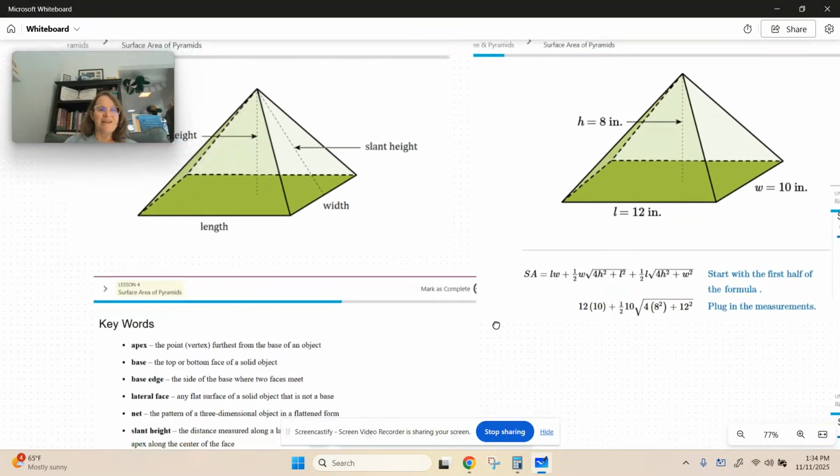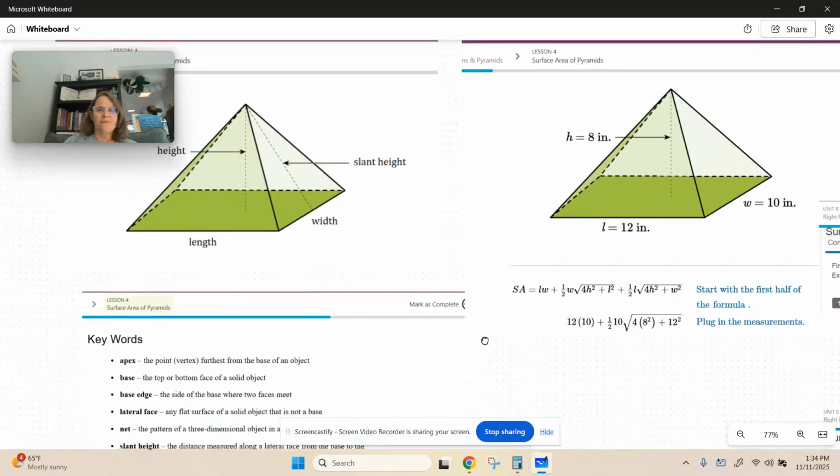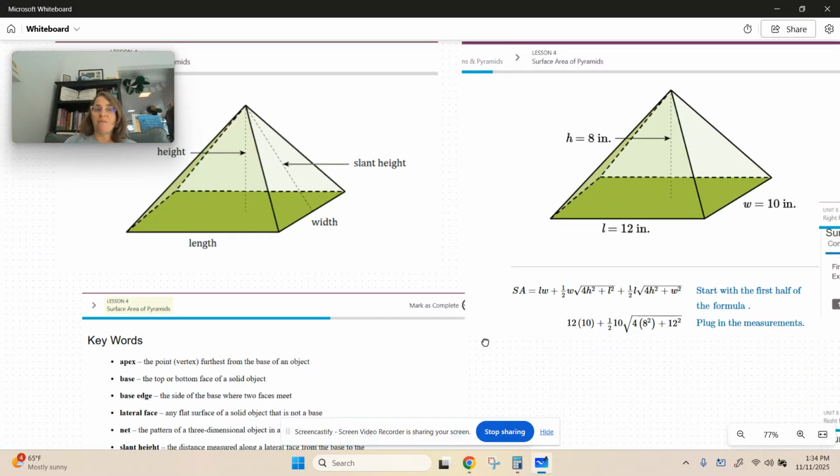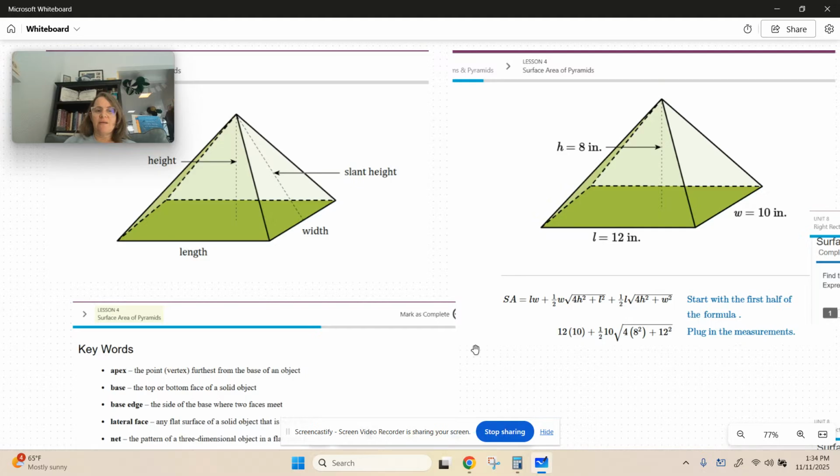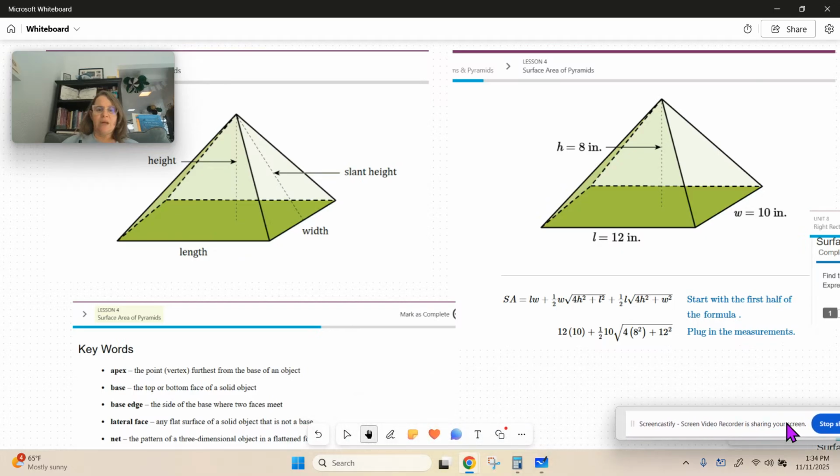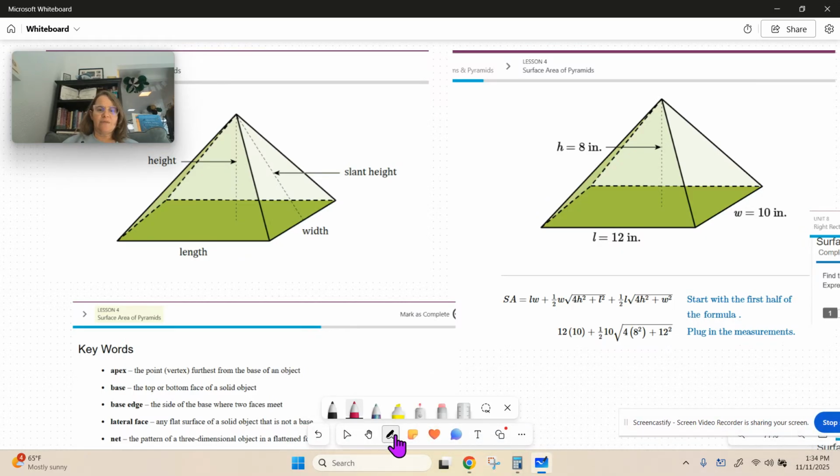Hey everybody! So this is lesson 4, surface area of pyramids, and this has some formulas that I want us to think about a little bit. In order to understand these formulas, we have to understand what the slant height is, and we also have to be able to picture this invisible triangle that is inside of every pyramid.